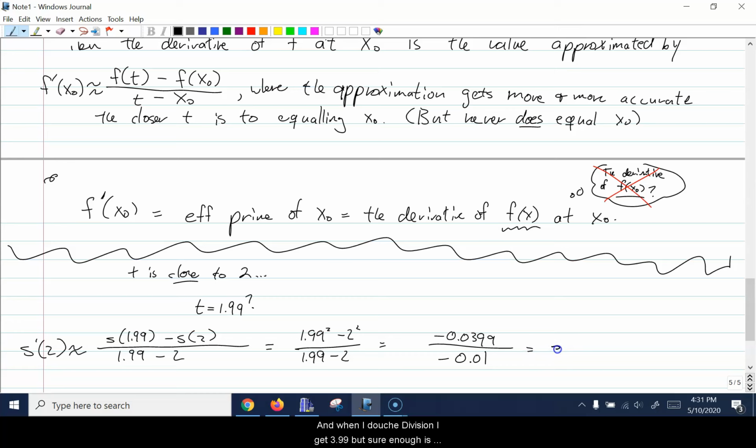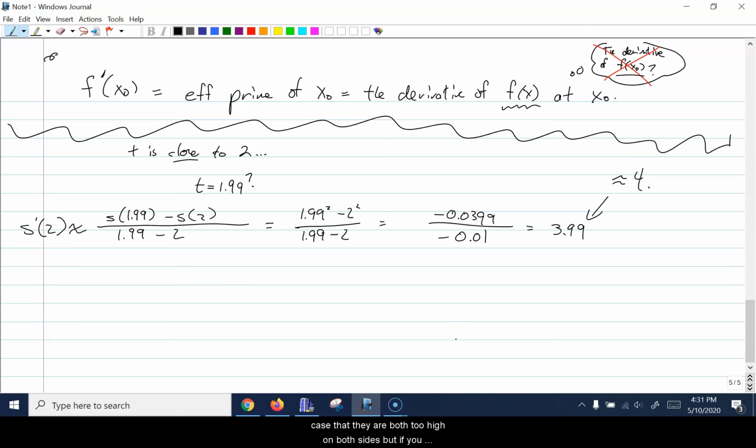And when I do this division, I get 3.99, which sure enough is close to 4. This is further confirming our thoughts that probably the answer is 4. This time I got a number a little bit less than 4 instead of a number a little bit bigger than 4. It's not always going to be the case when the approximation on the left is low and the one on the right is big. Usually one is high and one is low, but not always.